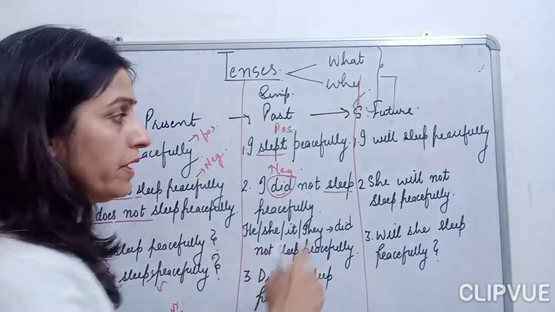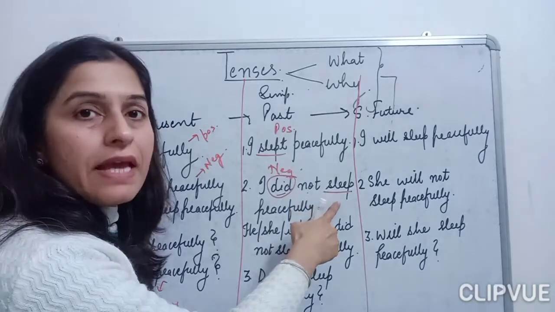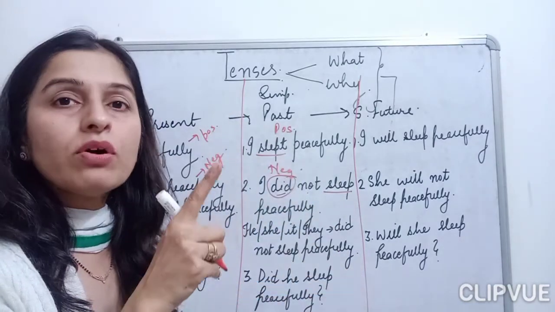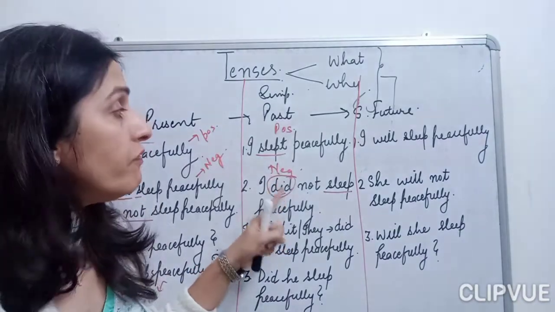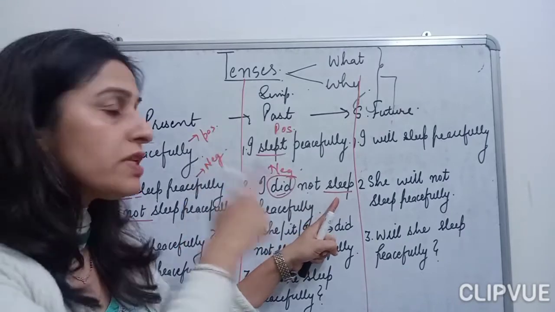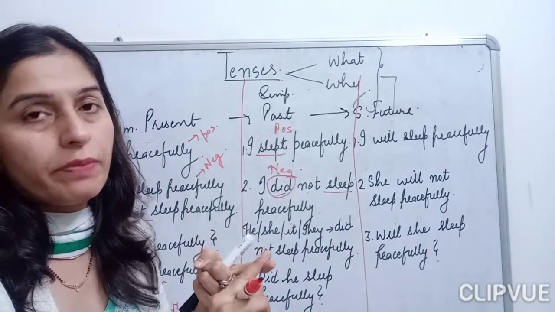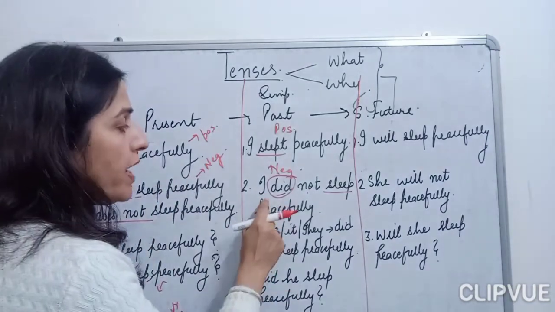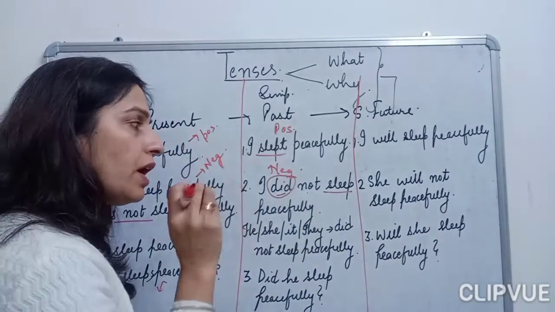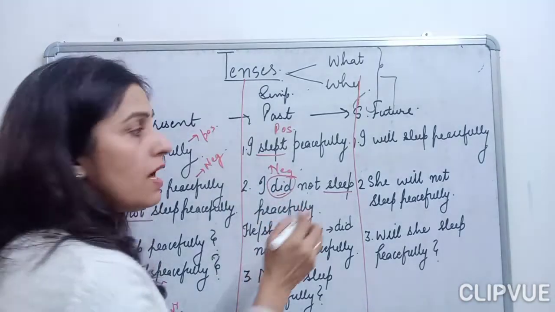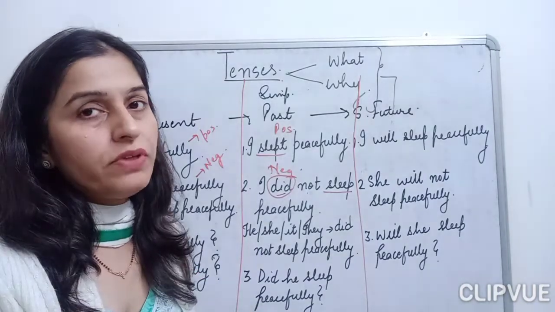Now your question will be, ma'am, when we are writing about the past tense, why we haven't written here slept? We haven't written here slept because the rule is that when we are using did, that is the past form, we use the first form of the verb, that is the root form of the verb, that is the base form of the verb. Remember this, children. Okay, when we are framing any sentence in past tense, and if we are using did in the sentence, the verb will be the base form of the verb, not the second form of the verb.